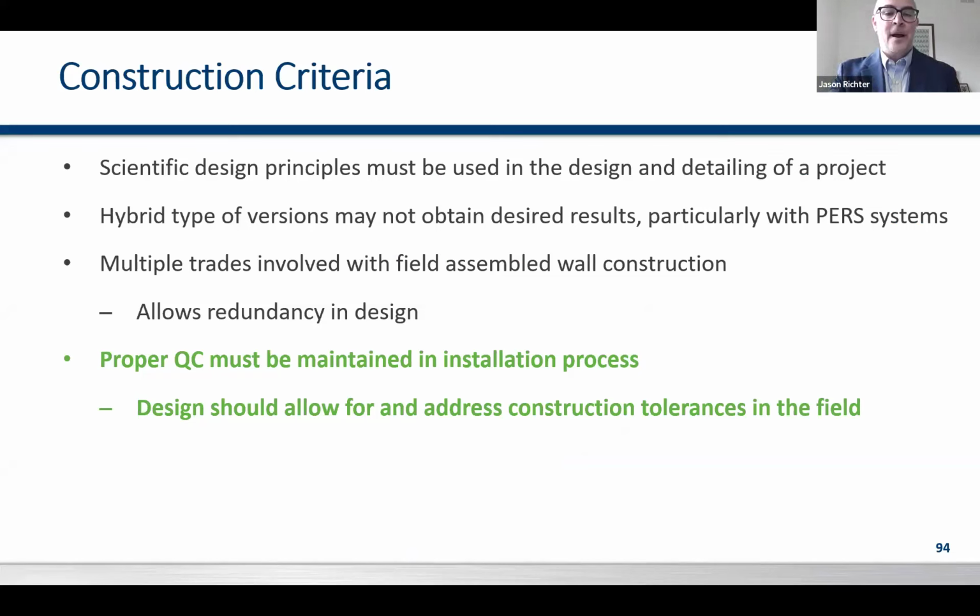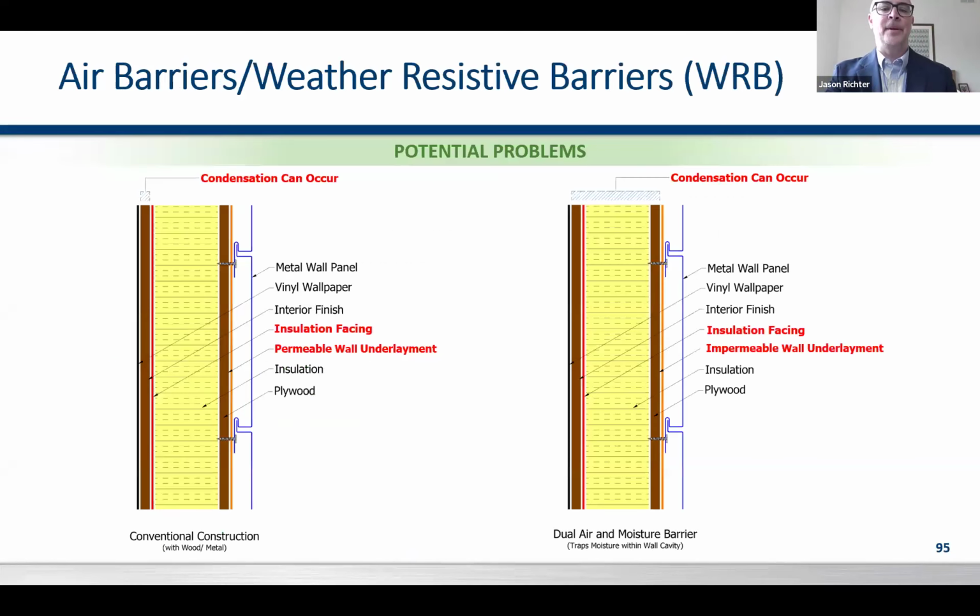Construction criteria, a lot of different scientific principles go into this, especially with the pressure equalized rain screen systems. But at the end of the day, your design should allow for and address construction tolerances in the field. These are things as simple as the building's just not built square, or the floor to floor isn't stacking neatly, or other issues like I mentioned where the wood framing will dry out and contract versus metal wall panels heating up and expanding.